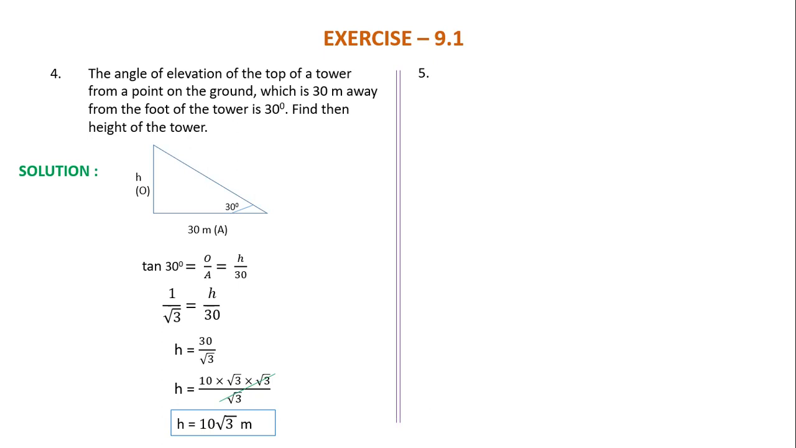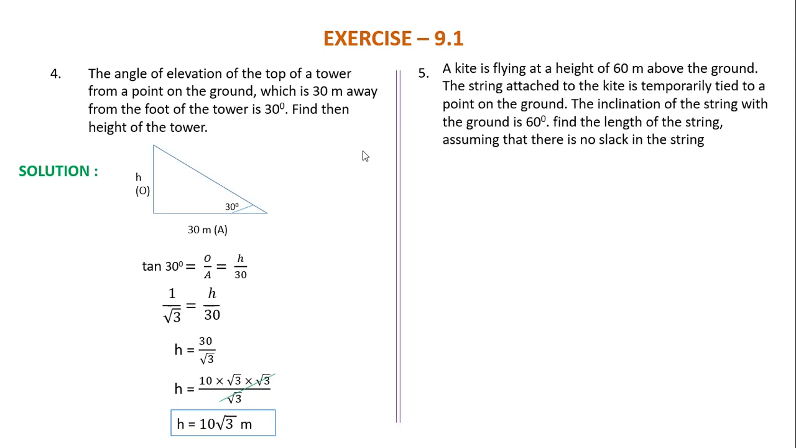Next, fifth question. A kite is flying at a height of 60 meters above the ground. The string attached to the kite is temporarily tied to a point on the ground. The inclination of the string with the ground is 60 degrees. Find the length of the string, assuming that there is no slack in the string. Slack means the thread is not stretched, it is bent and sloping with some curvature. No slack means it is stretched straight. The thread is straight.